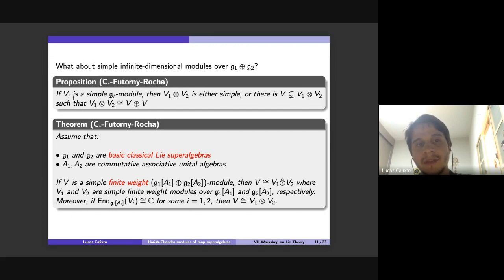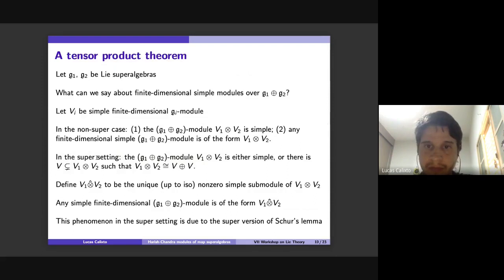We proved that if Vi is a simple Gi module, and now I'm not assuming that the Vi are finite dimensional, just simple modules, then V1 tensor V2 gives a very similar result as in the finite dimensional case. The tensor product is either simple or it has a proper submodule for which the tensor product is isomorphic to a direct sum of two copies of this submodule. And assuming that G1 and G2 are basic classical Lie superalgebras, and that A1 and A2 are commutative associative unital algebras, we have the analog of the second part.